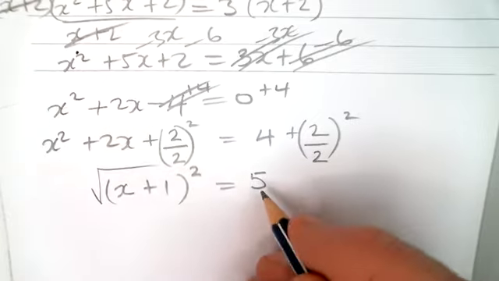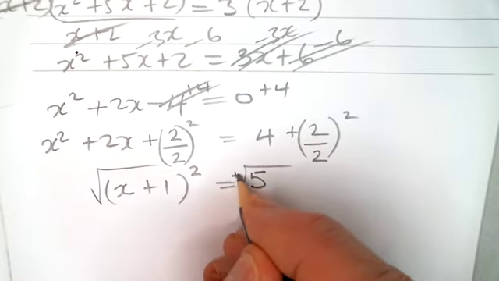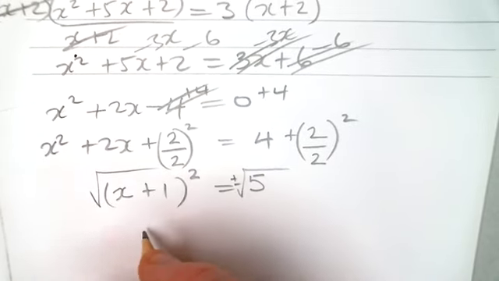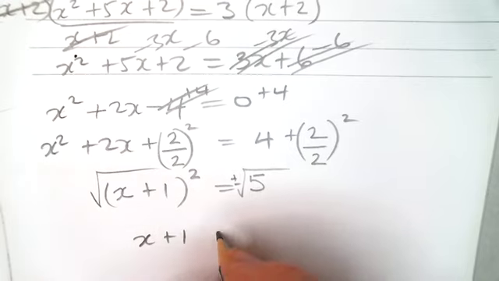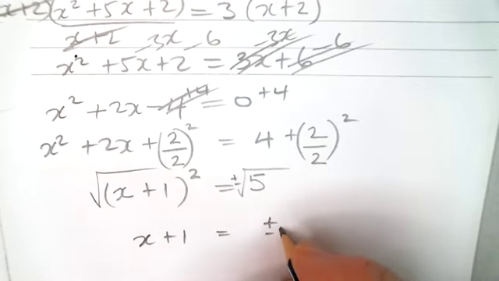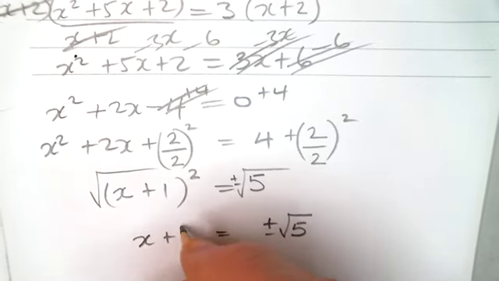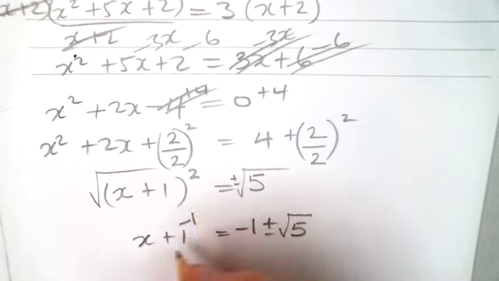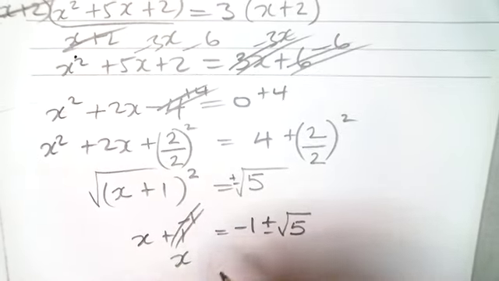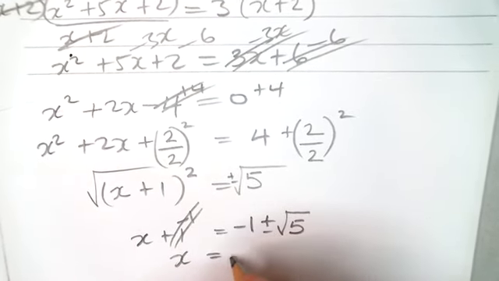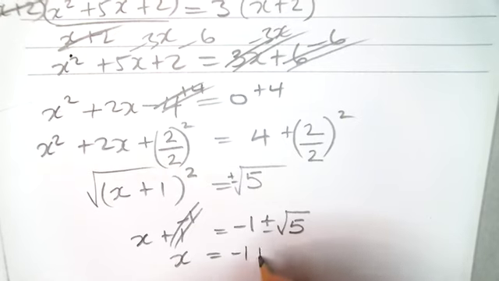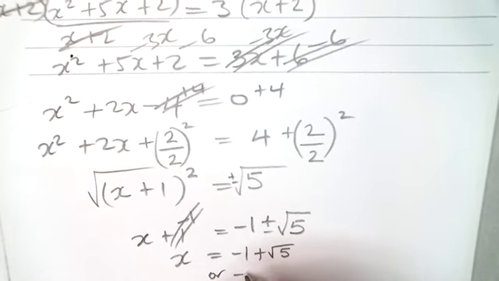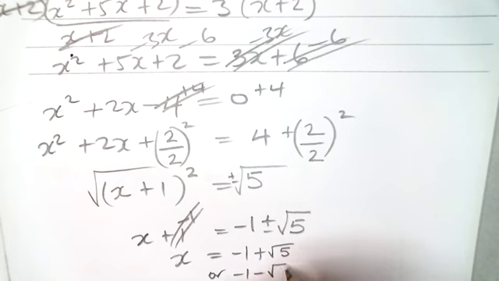Find the square of this side, find the square of this side. I'll put a plus and minus in front of it. So now I've got x plus 1 is equal to plus or minus root 5. I'm going to subtract 1 from both sides. There it is. So x is equal to negative 1 plus root 5, or negative 1 minus root 5.